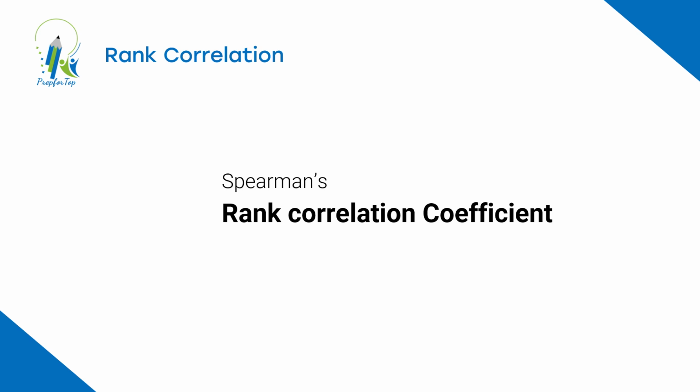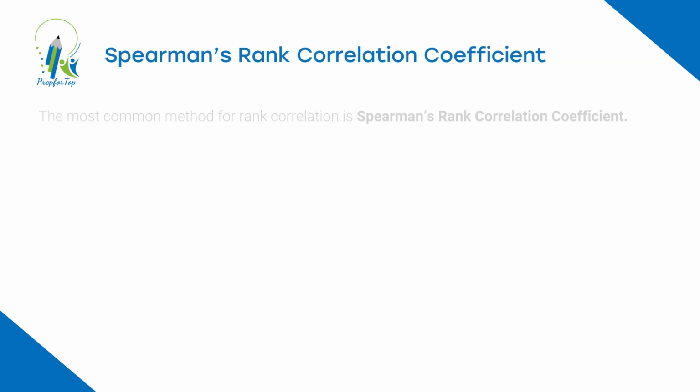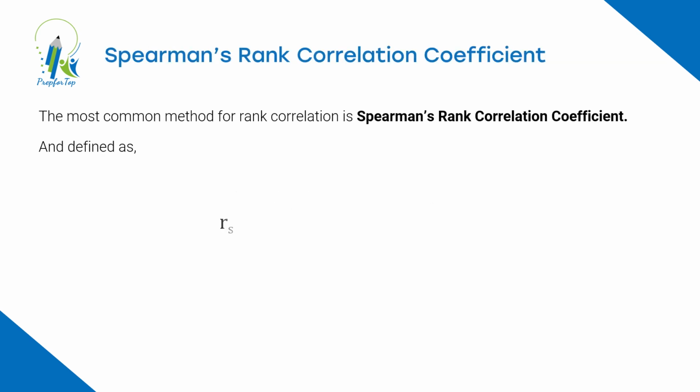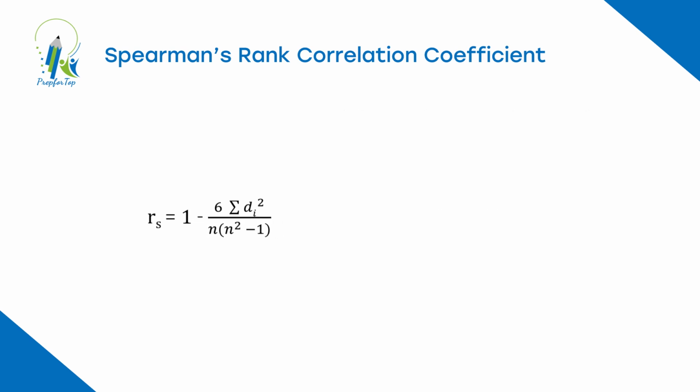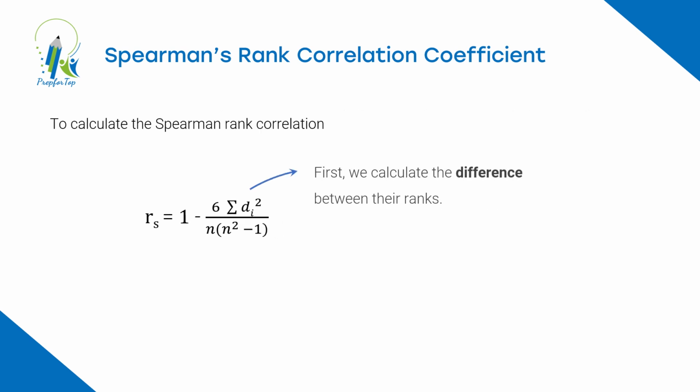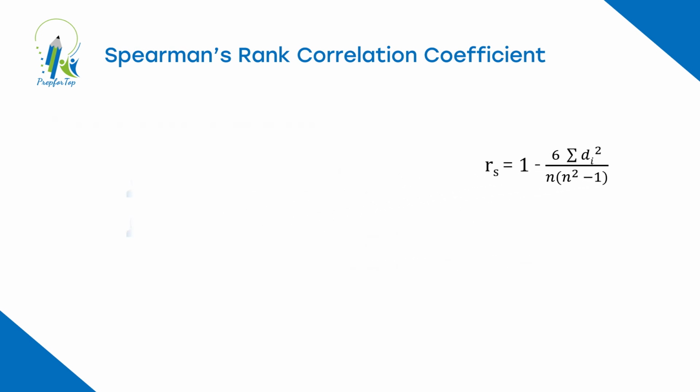Spearman's rank correlation coefficient. The most common method for rank correlation is Spearman's rank correlation coefficient, defined as Rs = 1 - (6ΣD²)/(N(N²-1)). N is the number of observations. D is the difference between the ranks of two variables. Example. First, we calculate the difference D between their ranks. Then, square these differences and find their sum.